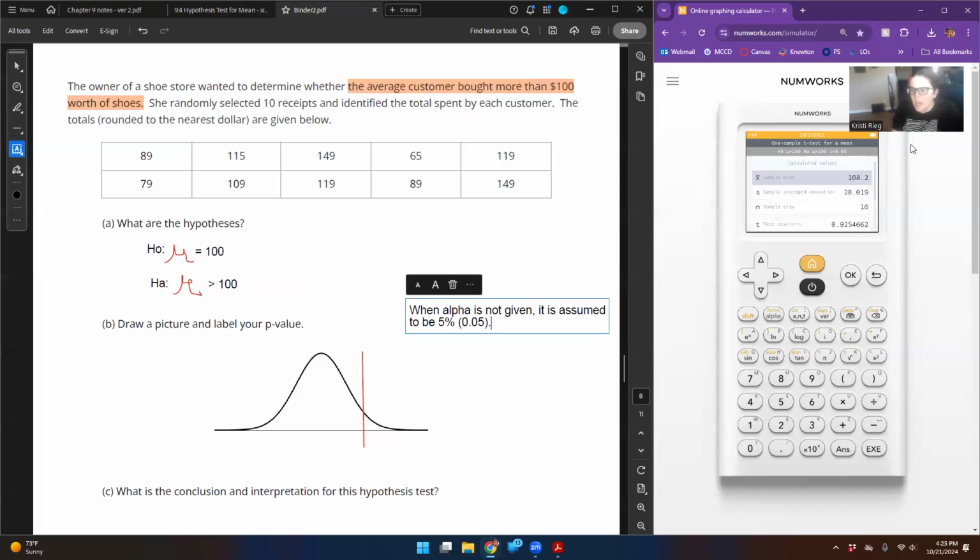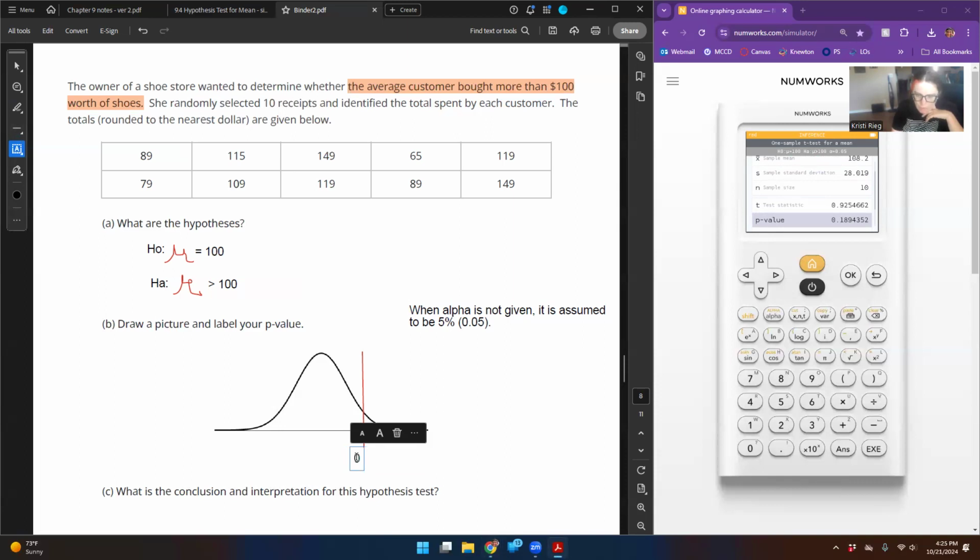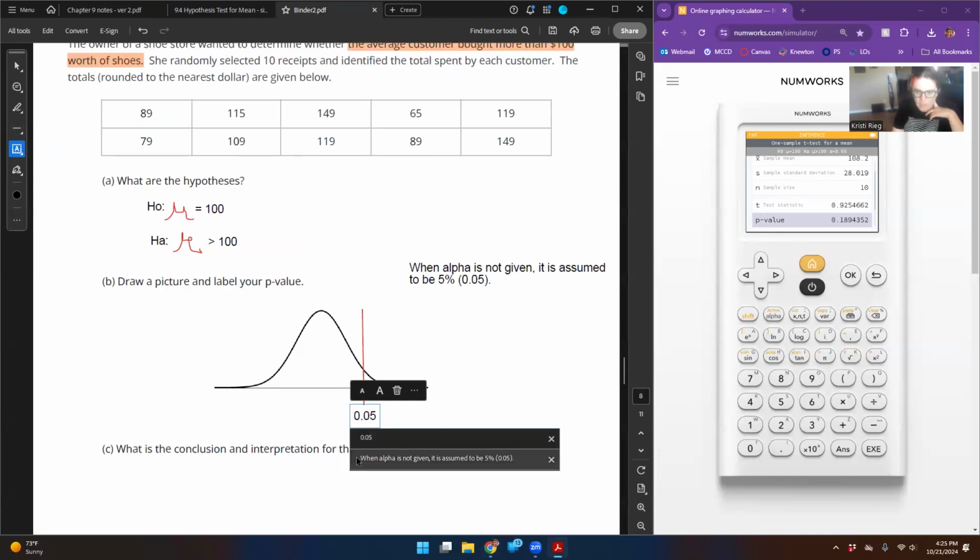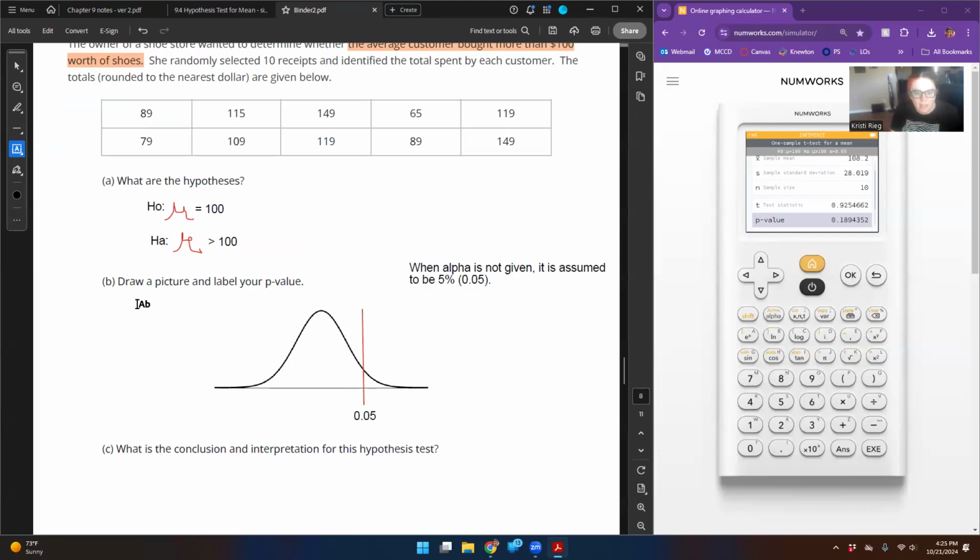Alpha is great. And now see that it gives us the X bar, the S, and the N right here. So we didn't need to have that in the problem. It all comes from the data set. So there's our p-value. I calculated that the p-value was 0.1894. A lot of the questions ask for it separate, so I want to make sure we're writing it separate. But we'll also see we have it pictured right here.